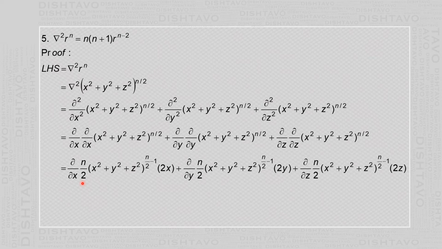Now we want to differentiate this partially, the first term with respect to x, the second term with respect to y, and the third term with respect to z. Here there are two functions: x square plus y square plus z square raised to n by 2 minus 1 is one function, and the other function is x. So when you differentiate partially with respect to x, we find the derivative of the product. So we use the formula for the derivative of uv, that is u dash v plus uv dash. That formula we will use for each term.